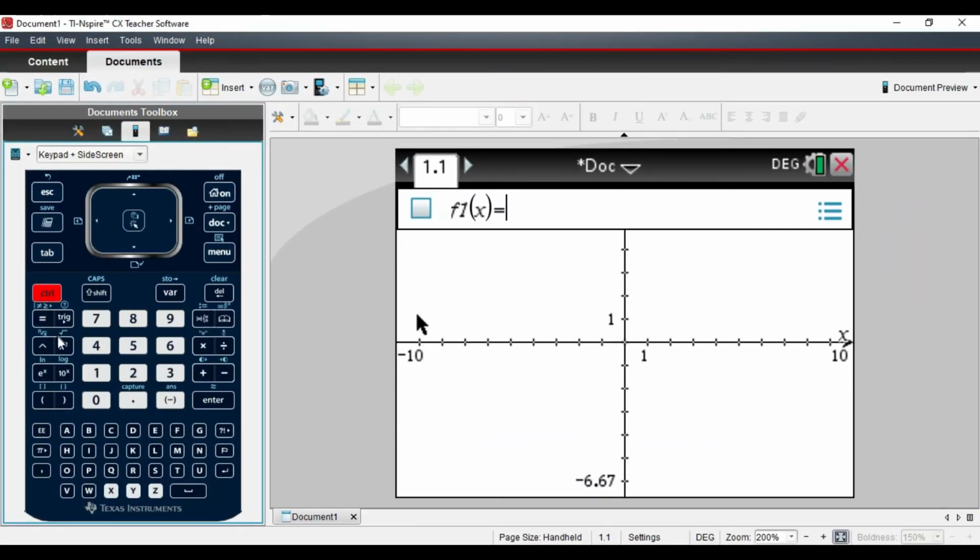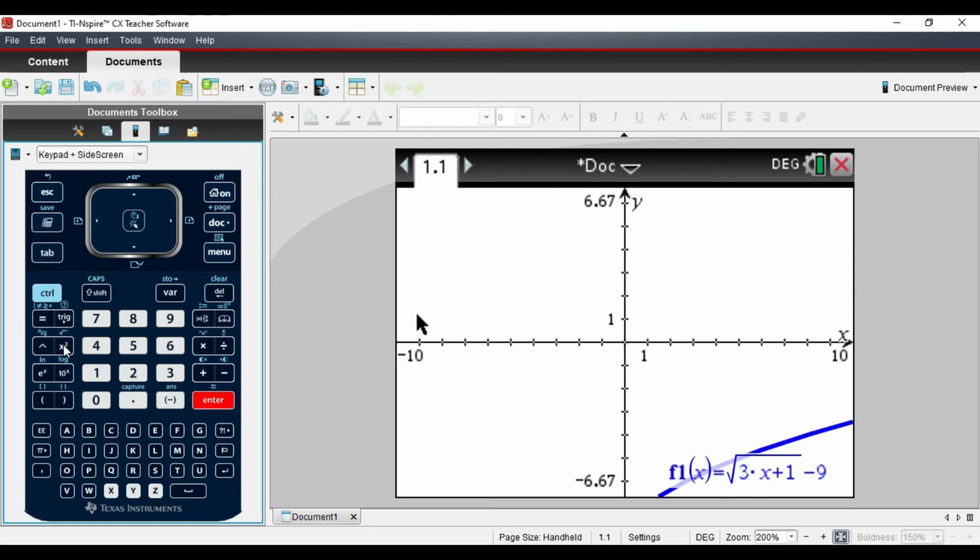Okay, so here we are in our TI Inspire, and we'll type in our function. Of course, it's going to be the square root of 3x plus 1. And make sure that you don't accidentally put your minus 9 underneath your square root sign, right? Make sure you step out of that square root template and then go minus 9. And this is what our function looks like.